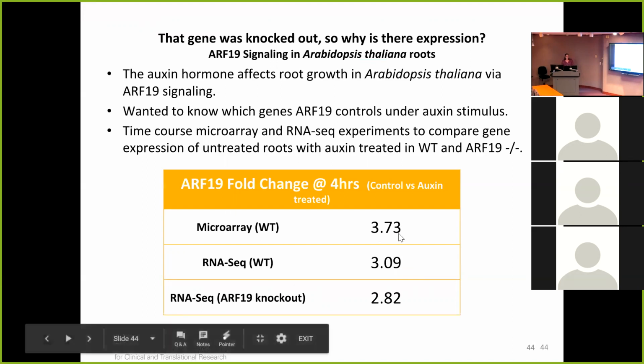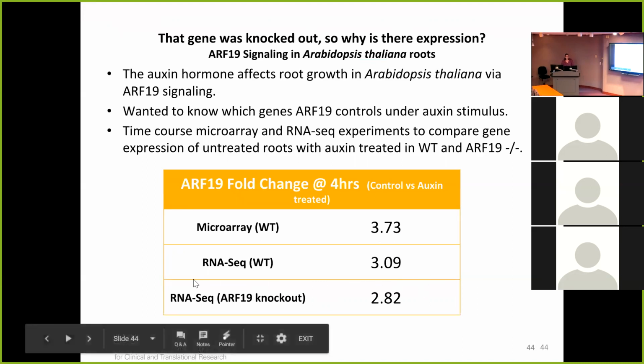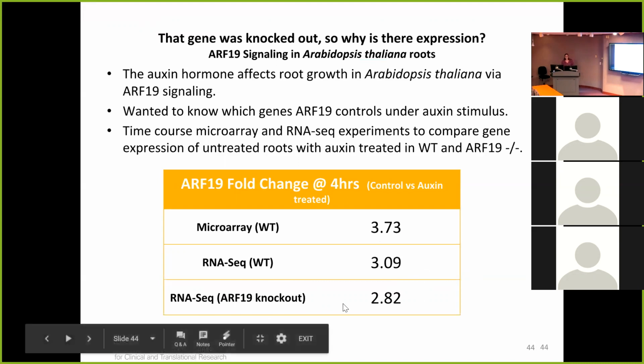And then we went back and did the same experiment, only we did it with RNA-seq, and we did a wild type, which is equivalent to the microarray, so we get about the same expression change for ARF19. But then we did it with RNA-seq when we knocked out ARF19. So this ARF19 gene should have been knocked out. There should have been no expression at all. But the RNA-seq measured an upregulation of 2.82.